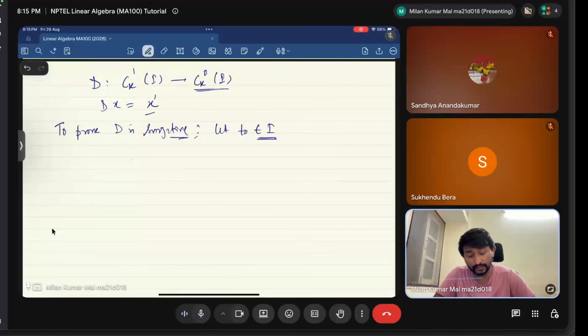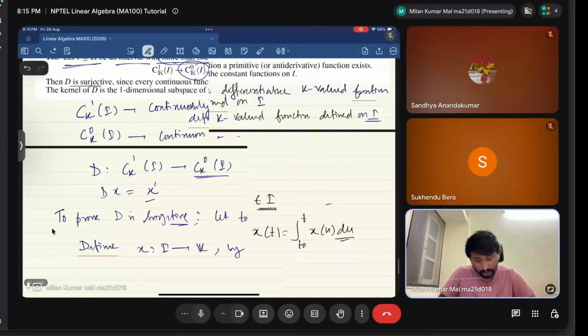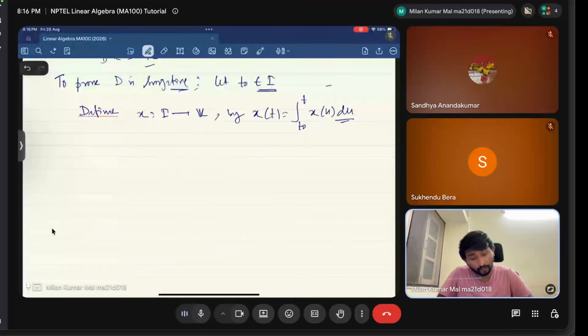Now I define a function x from I to the field k by x of t equals the integration from t naught to t of x of u du. This is just the usual integration. As the function is continuous, it has to be integrable. There is no problem with this. As the function is continuous, it has an integral.